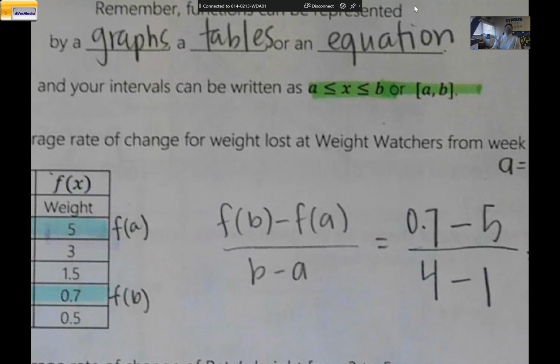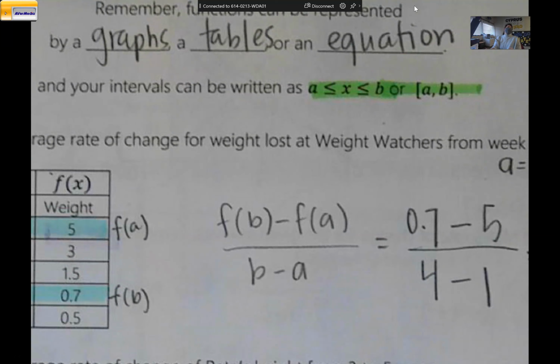B is 5. A is 3. You can plug that all in as one big fraction. Most of your calculators will do it. Desmos will do it. I'm getting 4. So the average rate of change was 4 inches per year for Pete.